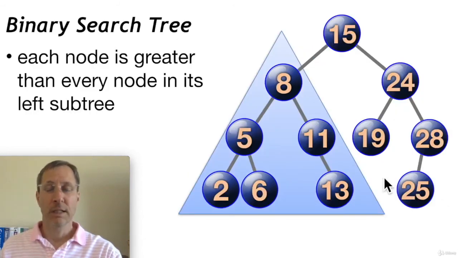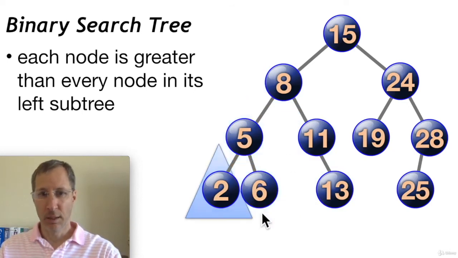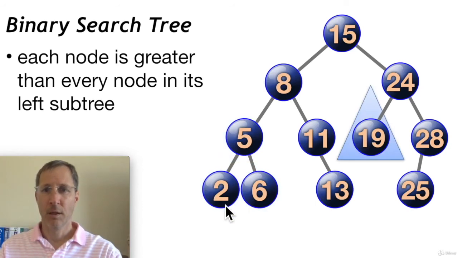In a binary search tree, each node is greater than every node in its left subtree. So here we can see that 15 is greater than every single node in its left subtree. And 8 is greater than every node in its left subtree. And the 5 is greater than every node in its subtree. The 24 is greater than every node in its left subtree. So this is a standard requirement for binary search trees. Each node is greater than every node in its left subtree.